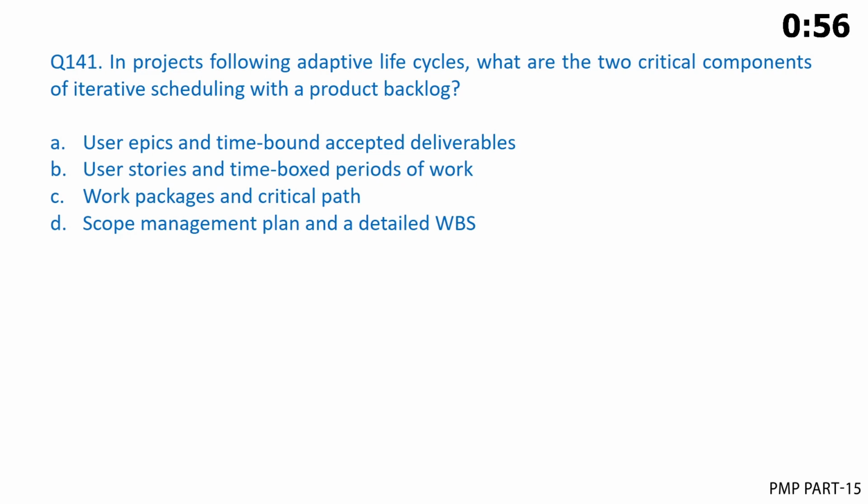In projects following adaptive life cycles, what are the two critical components of iterative scheduling with a product backlog? A. User epics and time-bound accepted deliverables. B. User stories and time-boxed periods of work. C. Work packages and critical path. D. Scope management plan and a detailed WBS.